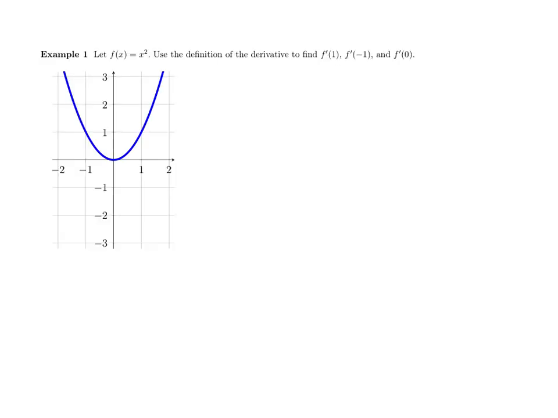Let's try this in example 1, where f of x is equal to x squared, this part of the graph here. And I'm going to use this definition to find the derivative at 1, the derivative at -1, and also the derivative at 0, the slopes of the tangent lines. Let's start with f prime of 1. F prime of 1, according to the definition, and I'll use the very first one I introduced, is the limit as x approaches 1 of f of x minus f of 1 all over x minus 1. I simply put 1 in place of a.